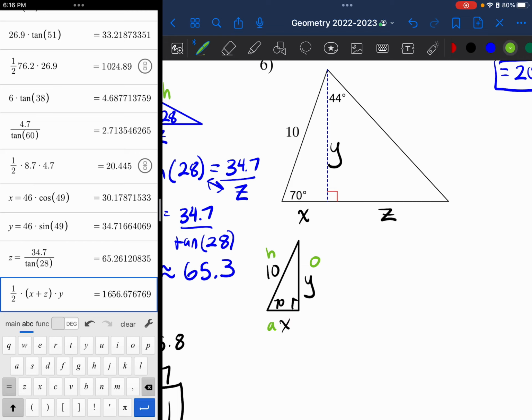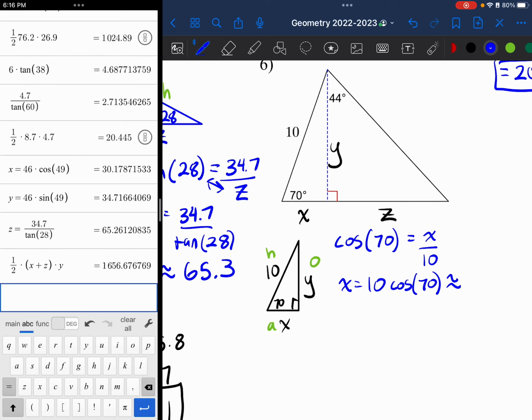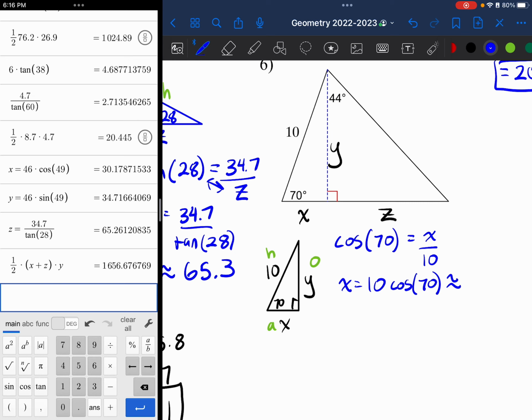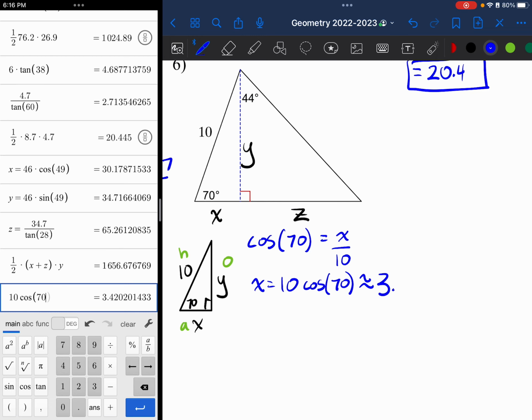So that's the K sound, the C-A-H sound. So that's going to be cosine of the angle of 70 degrees is equal to A over H, which is equal to X over 10. If I multiply both sides by 10, I get X is equal to 10 cosine of 70. And that is about what? So I'm going to say 10 cosine of 70. And that's about 3.4.